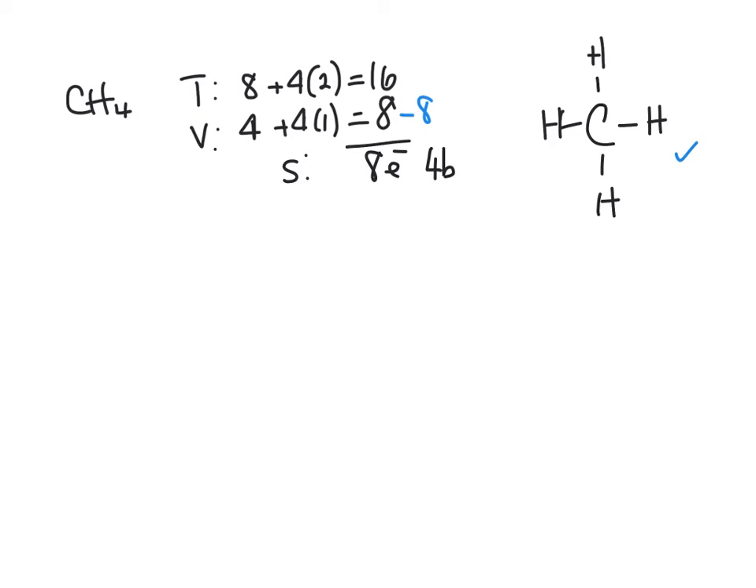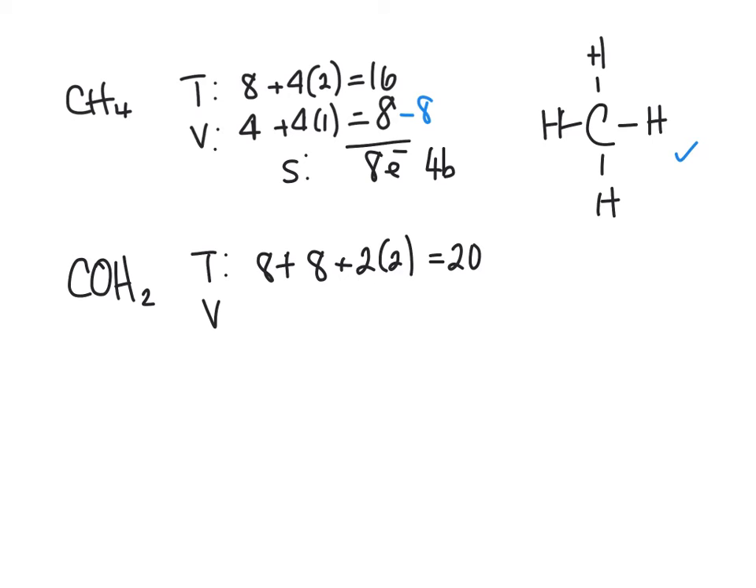All right, let's do a trickier one. The beauty of this is that it really helps when you don't know what the structure is. So let's say we have COH2. Carbon wants 8. Oxygen wants 8. You have 2 hydrogens that want 2 each. So 8, 16, and 4 is 20 electrons.